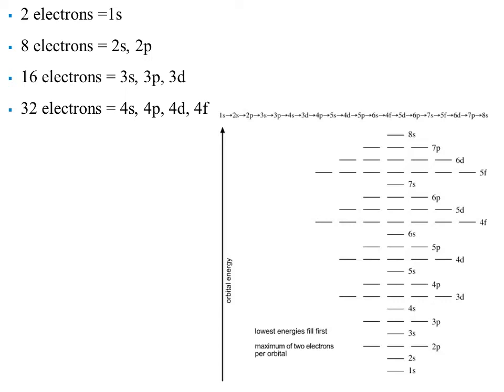So the third shell holds up to 16. Those spots or those orbits are 3s, 3p, and 3d. And then shell 4 will hold 32 electrons. 4s, 4p, 4d, and 4f.